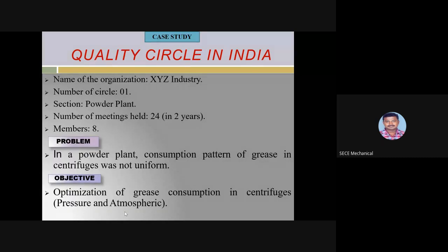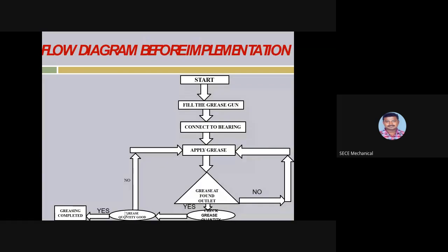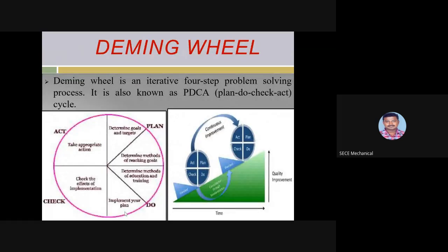And this is a quality circle in India: name of the organization, XYZ, number of circles, problem and objectives. The problem is in a power plant, where the consumption pattern increased but the incentive did not increase. These are some of the examples.